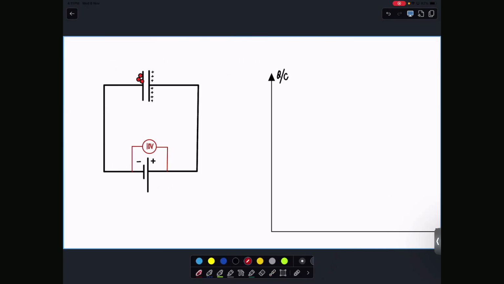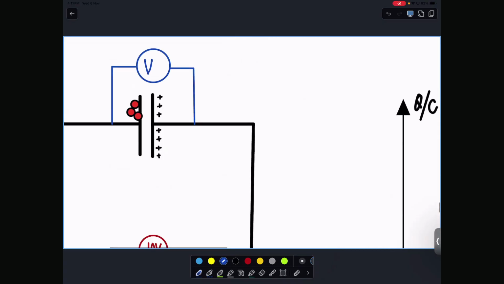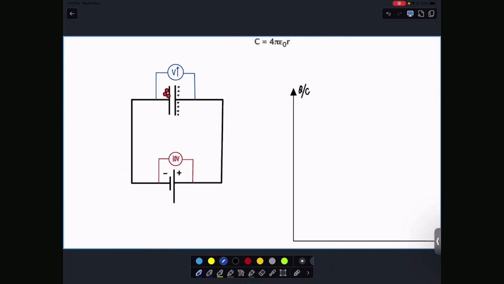But gradually কি হচ্ছে, if I put a voltmeter here and I start to observe what's going on here, I'll start to notice that more and more charges build up at the top, and that causes the potential difference to increase there, right? So এখানে যে V টা থাকবে এটা বাড়তে থাকবে, and it'll keep increasing until the voltage across my battery and the voltage across the capacitor become what? Equal.